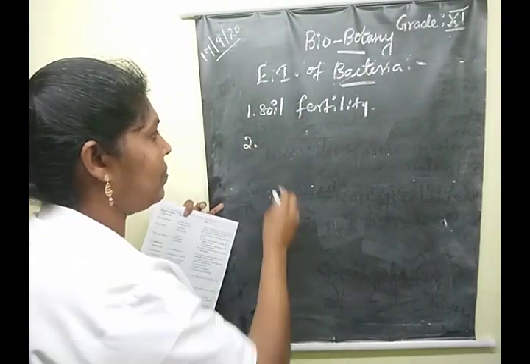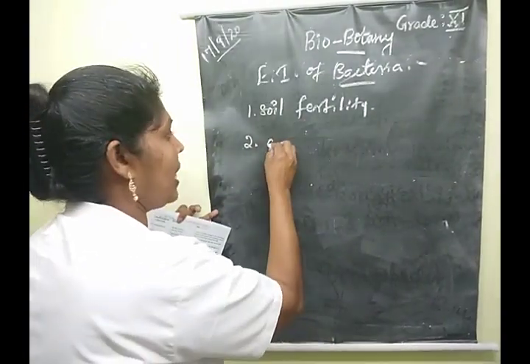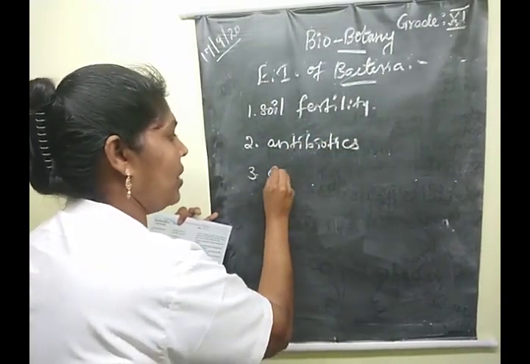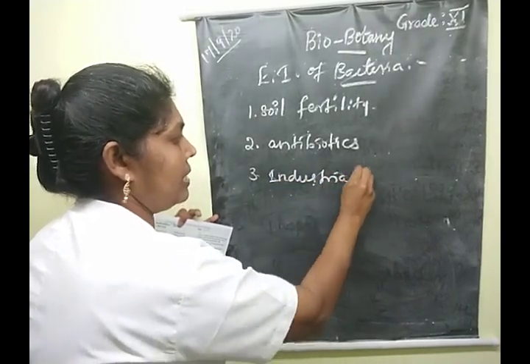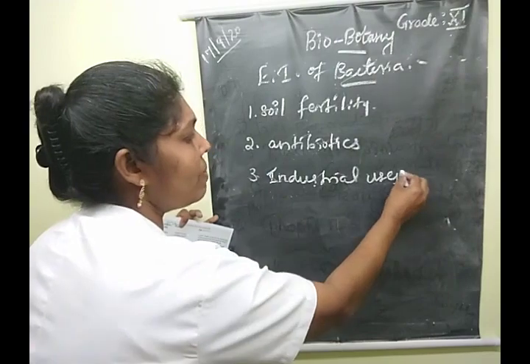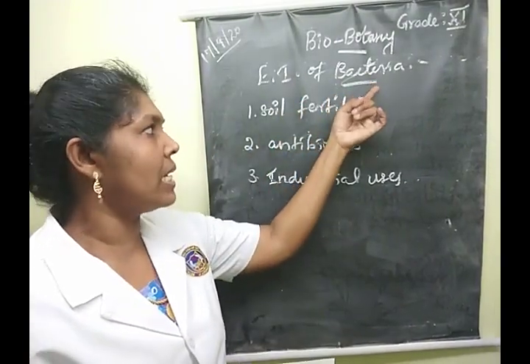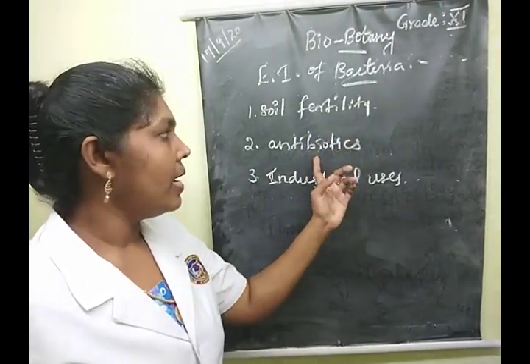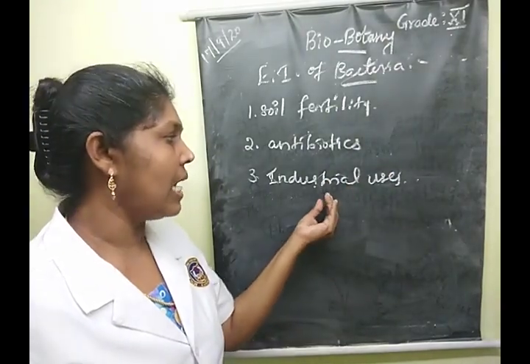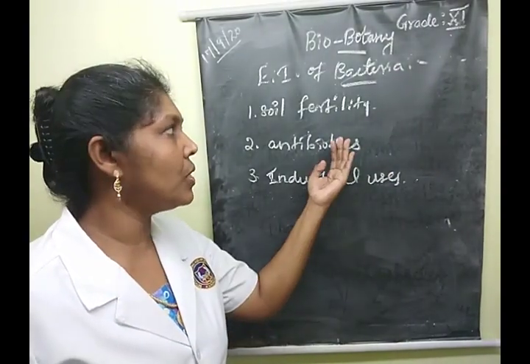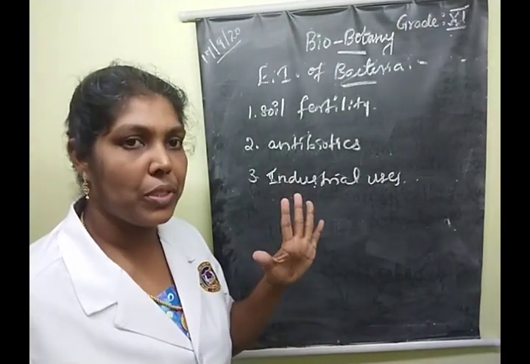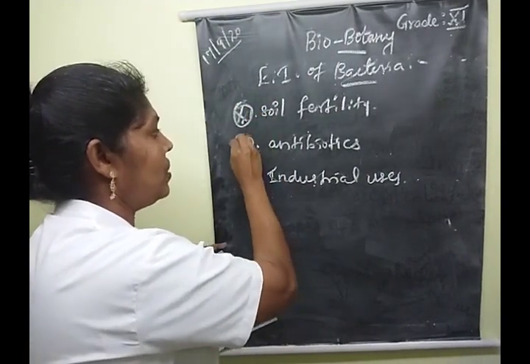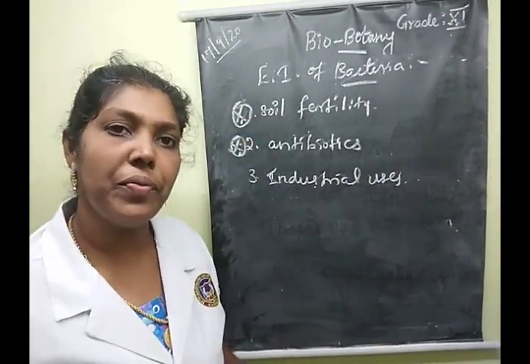The first is soil fertility. The second is producing antibiotics. And the third category is industrial uses. So mainly the beneficial activities of bacteria are categorized into three: soil fertility, producing antibiotics, and industrial uses. Here you need to prepare 3-5 mark questions. These first two are very important 2-5 mark questions.